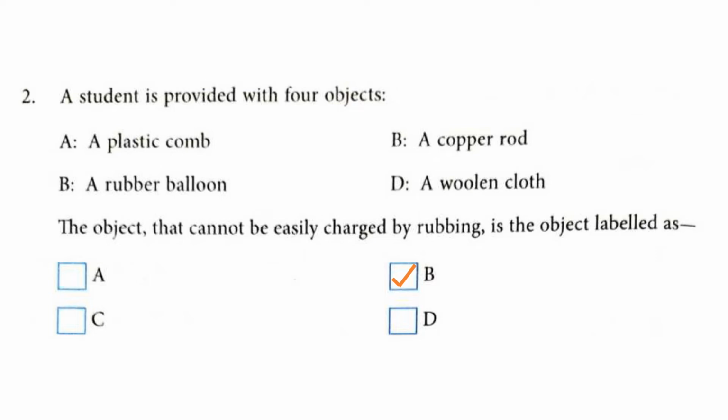Remaining A, C, D options, they are non-metallic objects. As they are non-metallic, they are insulators, you can say, and they can be charged easily by rubbing.